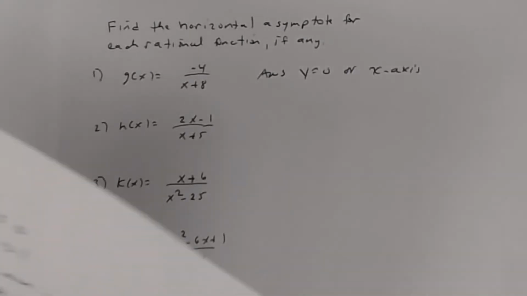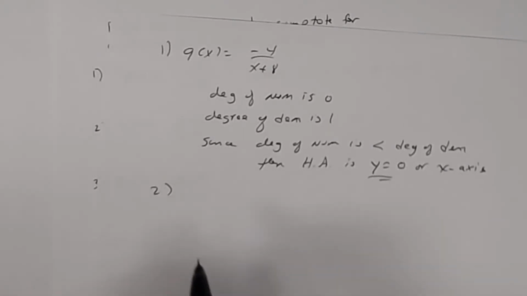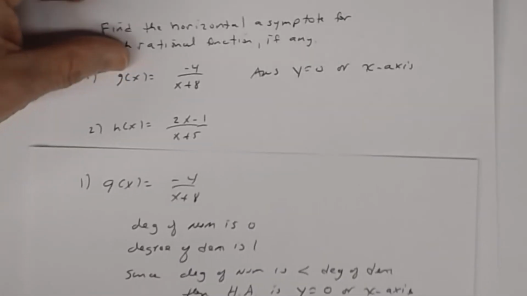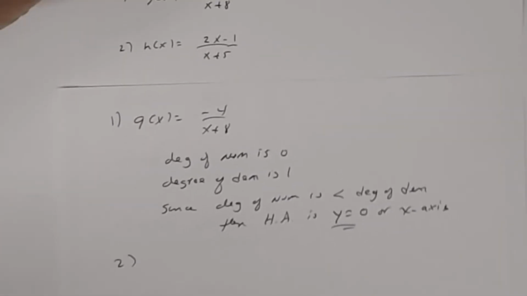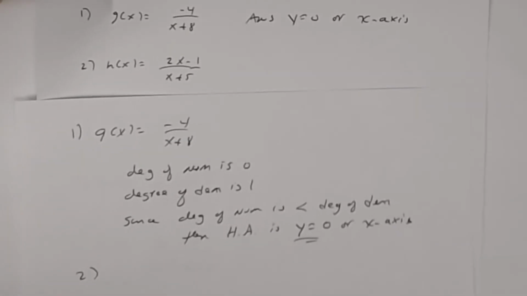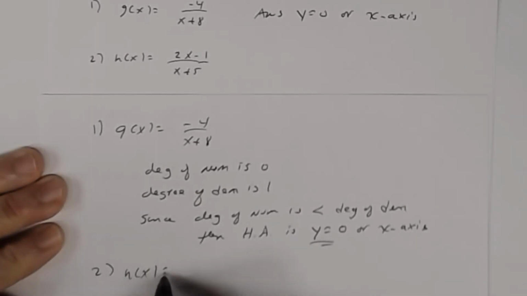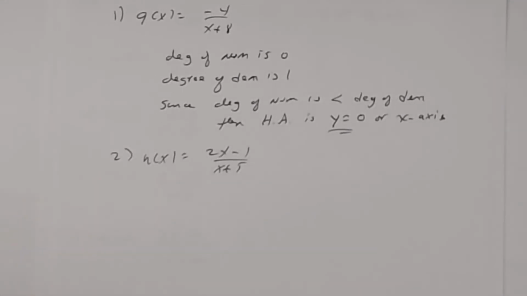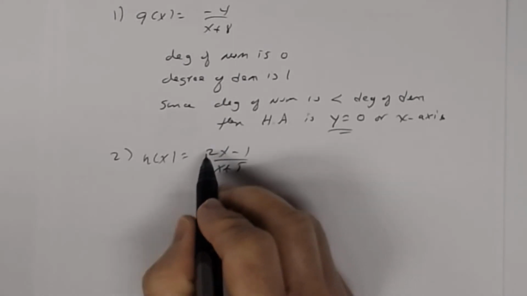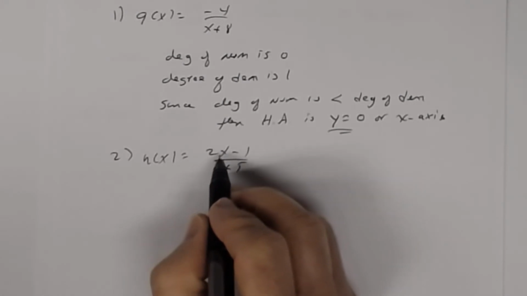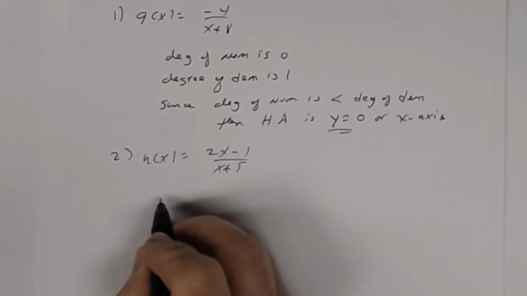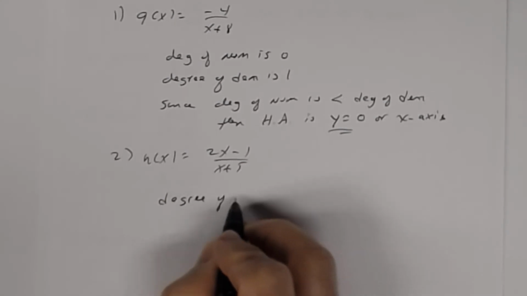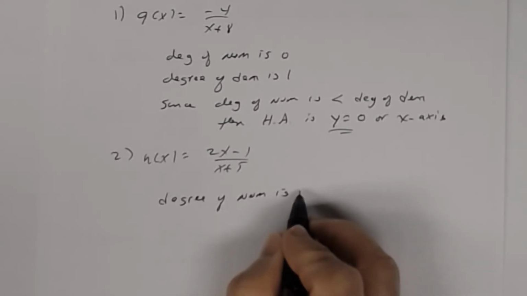All right, number 2. We have h of x equals 2x minus 1 divided by x plus 5. Look at the degrees. The degree of the numerator, so the leading term, is 1. The degree of the numerator is 1.